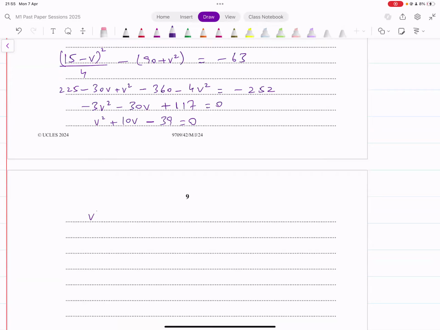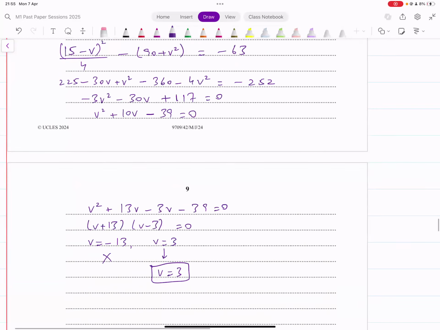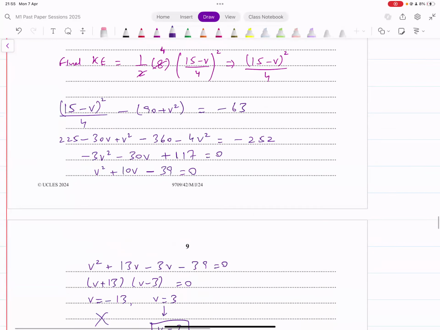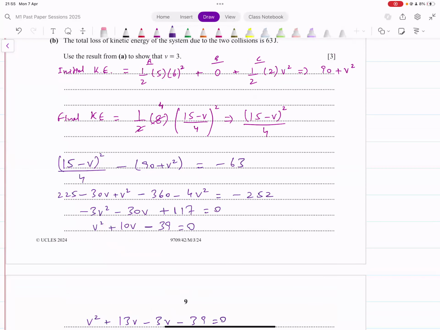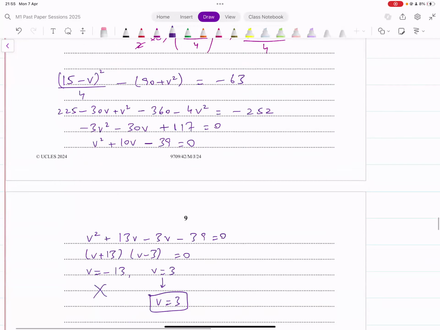Yeah, so now this becomes v squared plus 13v minus 3v minus 39 equal to 0. We get two factors from this, v plus 13 and v minus 3. v is equal to minus 13, v is equal to 3, and that is what we were looking for, the value of v turns out to be 3. Okay? Does this make sense? We found the kinetic energies in the beginning, and at the end we found their difference, and we equated that to the difference that they gave us. Okay? And that gave us v equal to 3.